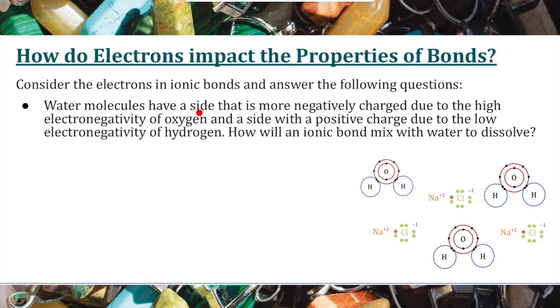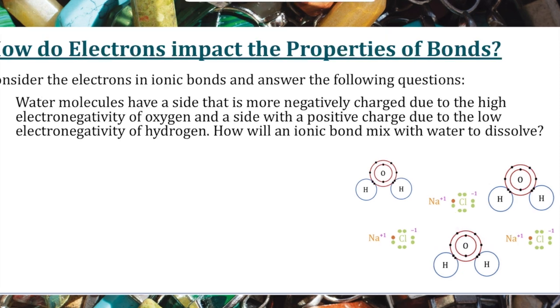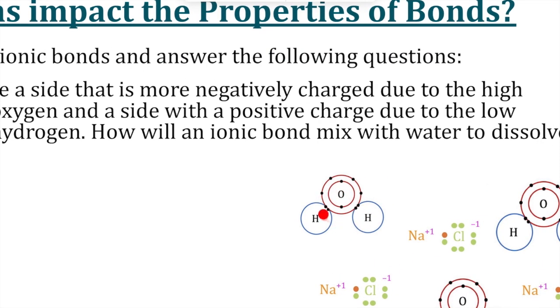So water molecules have a side that is more negatively charged due to the high electronegativity of oxygen, and a side with a positive charge due to a low electronegativity of hydrogen. How will an ionic bond mix with water to dissolve? So we want to look at this. We have sharing in our water atoms, H2O. We have that transfer of electrons in our sodium chloride.